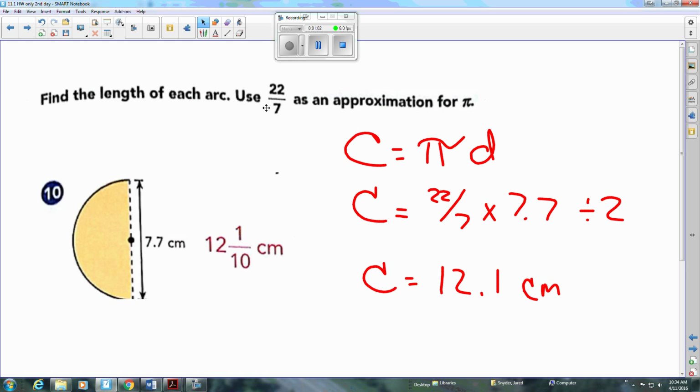Find the length of the arc. Use 22/7 as the approximation. So the arc is basically, for this one, half of a circle. So it's 22/7 times 7.7 divided by 2. You end up with 12 and 1/10, or 12.1, however you did it.